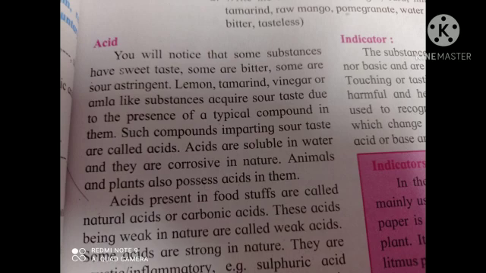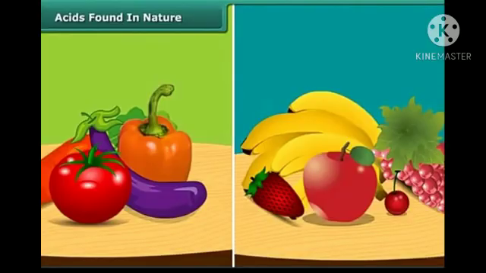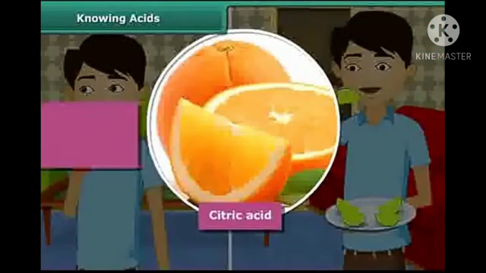Some acids are strong in nature. They are caustic or inflammatory. For example, sulfuric acid H2SO4, hydrochloric acid HCl, and nitric acid HNO3. These acids are also called mineral acids. Acids are found in nature in fruits as well as vegetables. In detail we will see now.